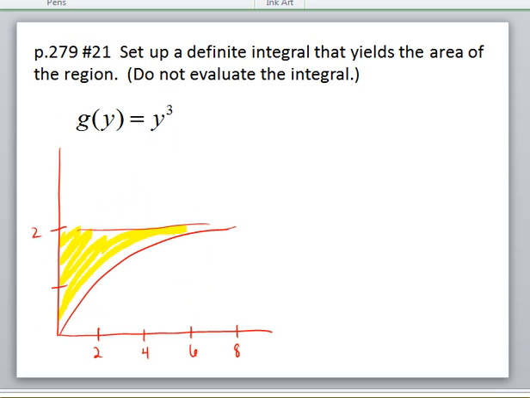The second one I've drawn here says set up a definite integral that yields the area of the region and do not evaluate the integral. This one's a little bit different because if I look here, I'm not really going to mention things about the x-axis because it's all in terms of y. And so we could write a definite integral in terms of y as well. We can say we're going to go from 0 to 2, and notice I'm doing everything in terms of y, not x's. The function is y cubed, and we're going to put a dy on the end because we're talking about y's. We're finding the change in the y.